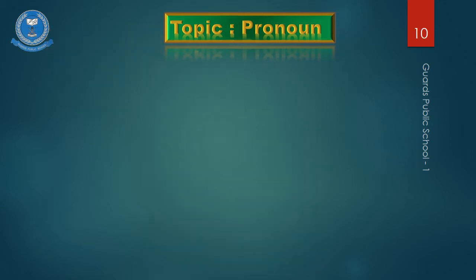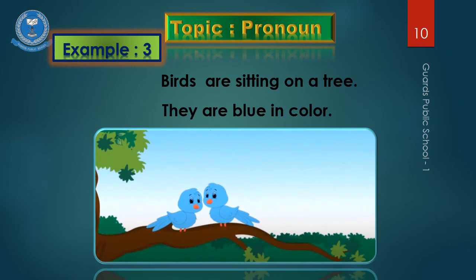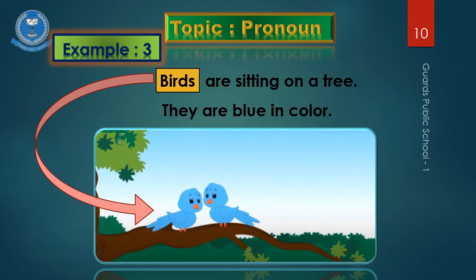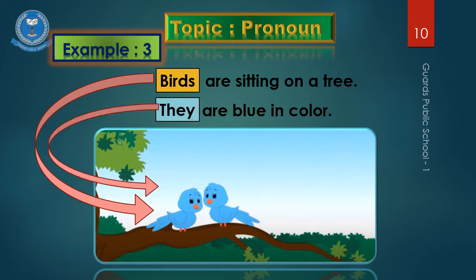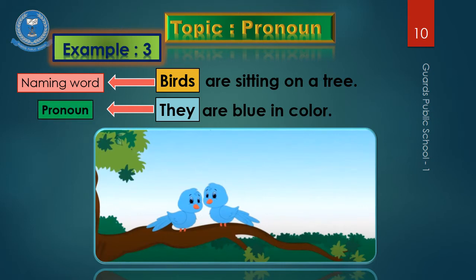So to get a more clear picture, we have example number 3. Birds are sitting on a tree. They are blue in color. What is blue in color? Birds. What does they refer to? They refer to birds. So, they is being used in the place of the naming word, that is birds. So, they is a pronoun. So kids, the words that I have used in the place of the naming words are all pronouns.